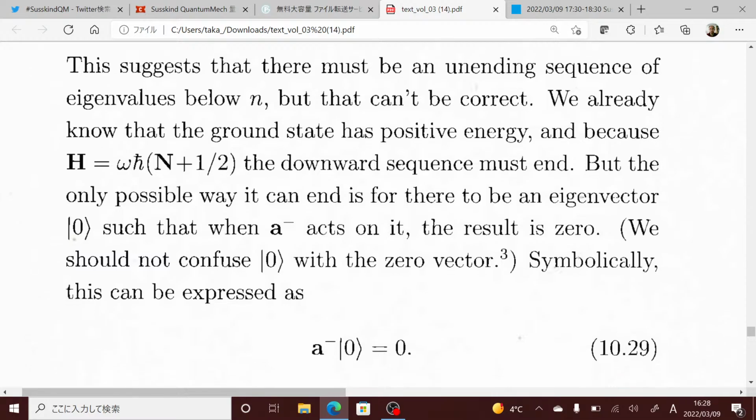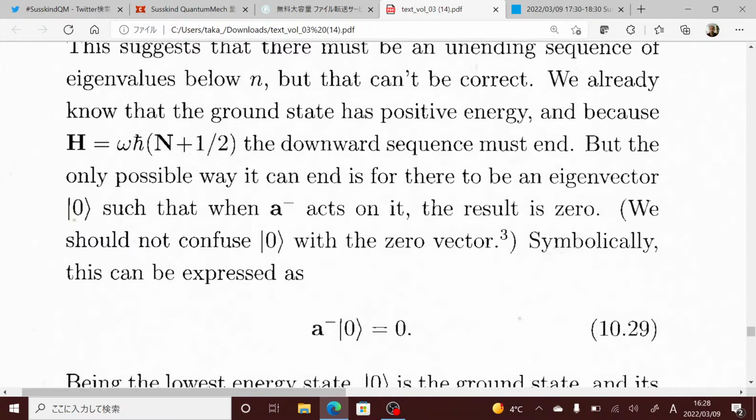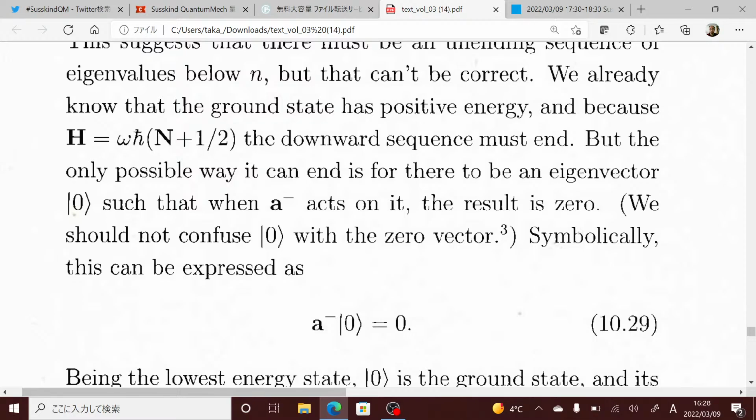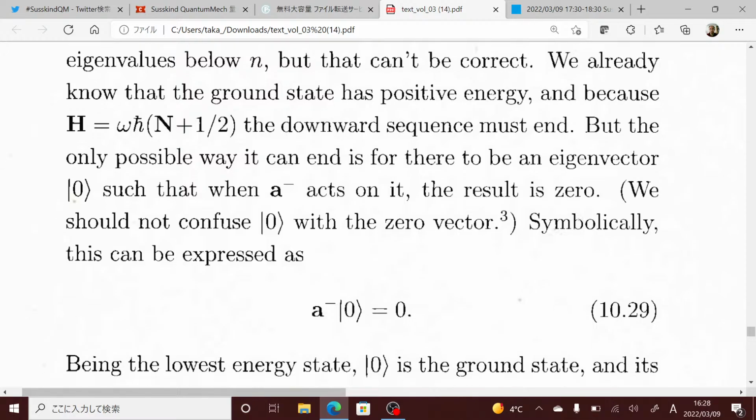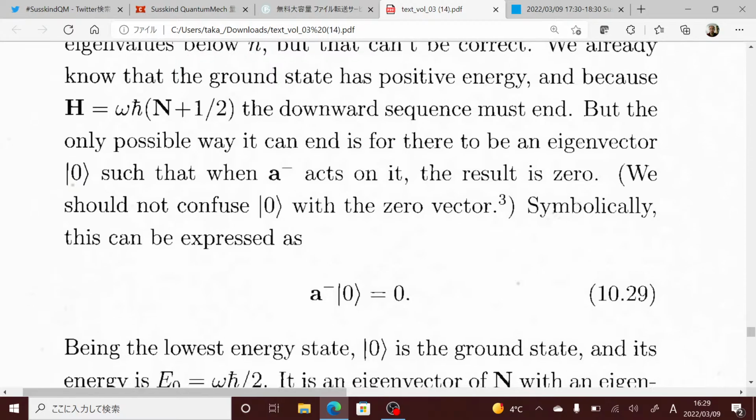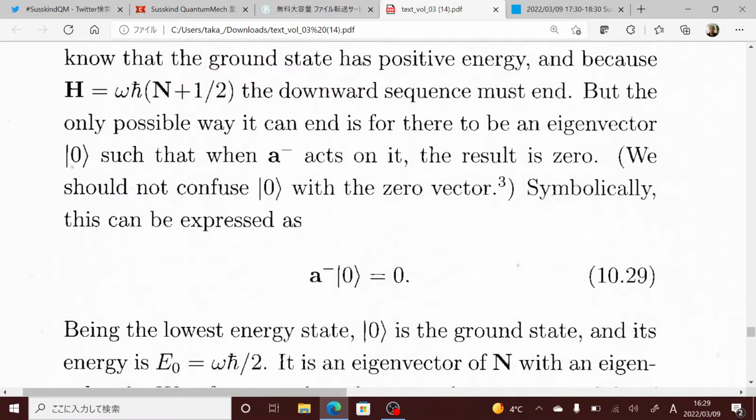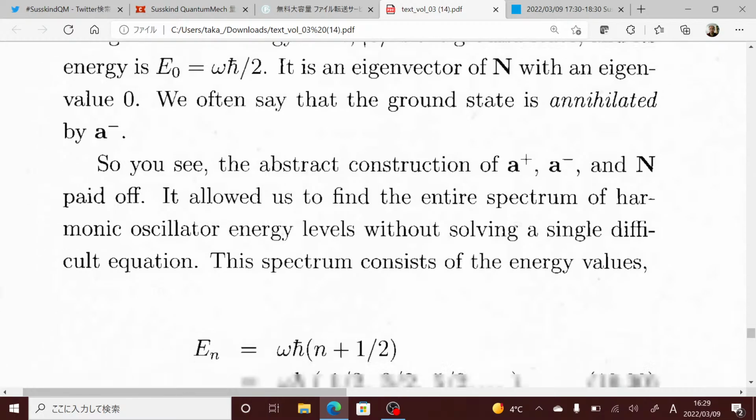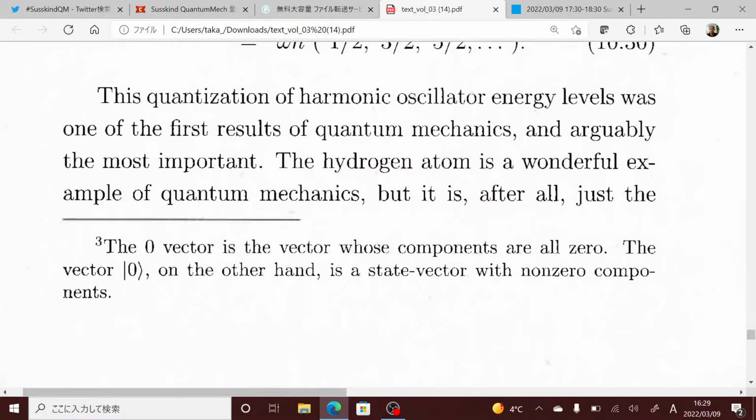But the only possible way it can end is for there to be an eigenvector ket of 0, such that when A minus acts on it, the result is 0. We should not confuse ket of 0 with the 0 vector. The 0 vector is the vector whose components are all 0. The vector ket of 0, on the other hand, is a state vector with non-zero components.